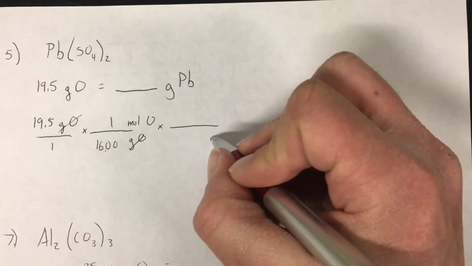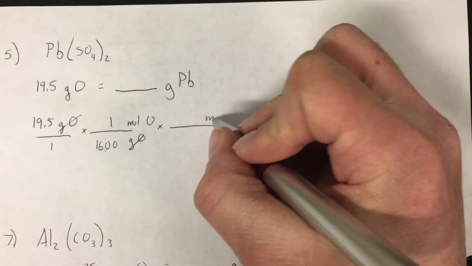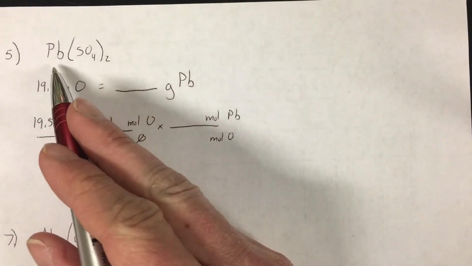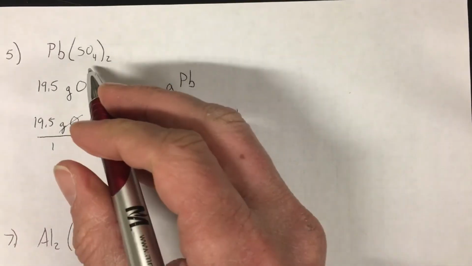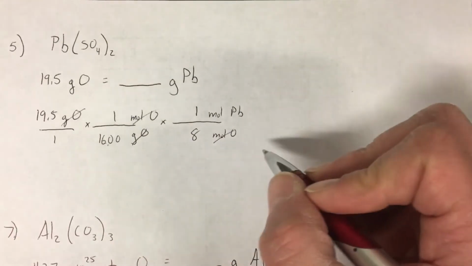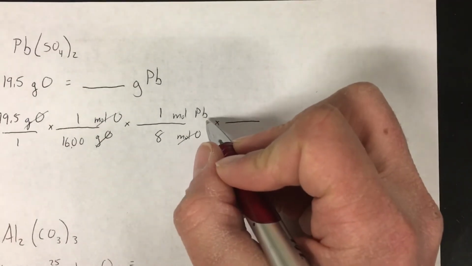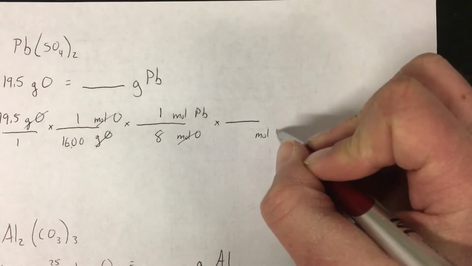Now I want to cancel moles of oxygen, and now I can get to lead because I can compare the mole ratio of oxygen to lead, and that's just by looking at the formula. So we know that in this formula we've got 1 lead and we have 8 oxygen. Cancel moles of oxygen. So now we're at moles of lead, and now we want to get to grams of lead. So cancel moles.